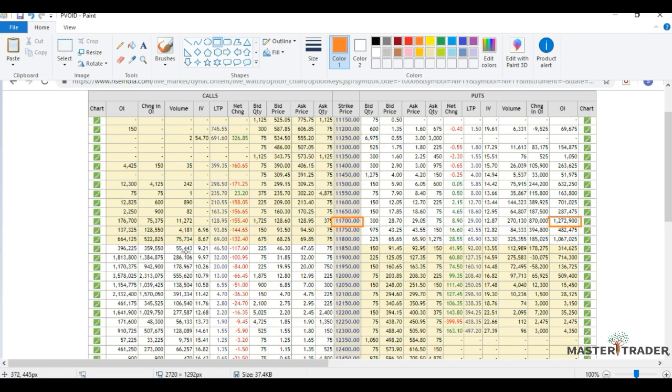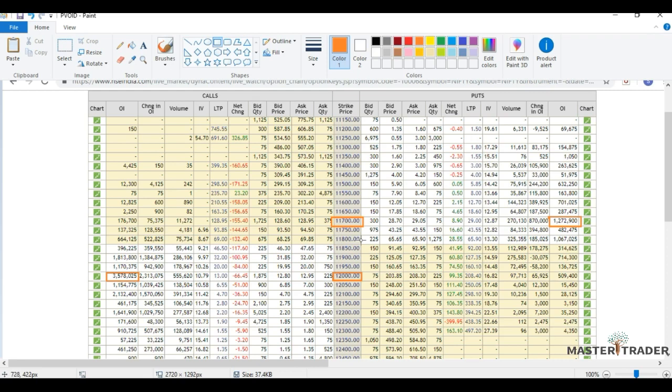Now come to the left side, to the call side, and let's see where the highest OI is happening. If I see, this is around 35 lakhs at 12,000. So we have the highest open interest at the 12,000 strike price. What this is telling me is that traders will not allow price to cross 12,000, or they do not want price to cross 12,000. So this will become a strong resistance area for me.